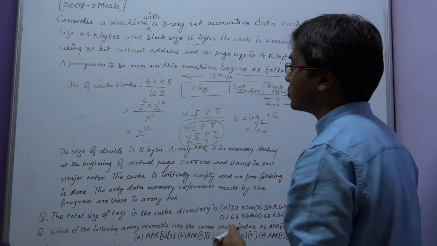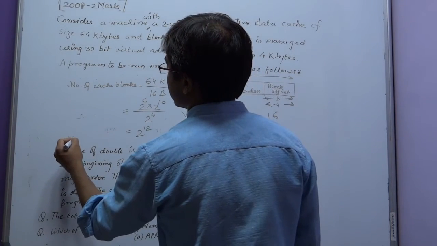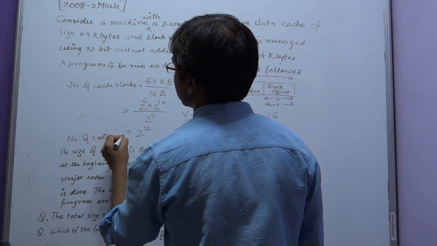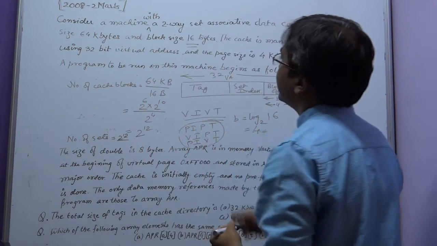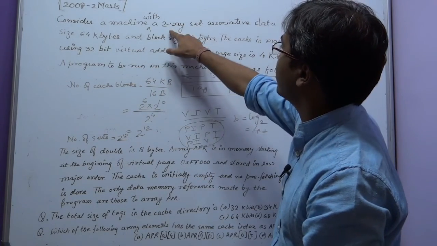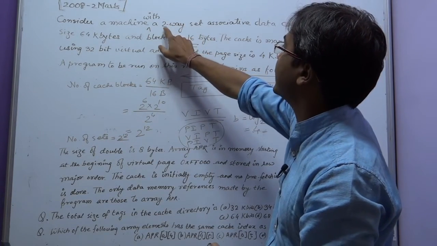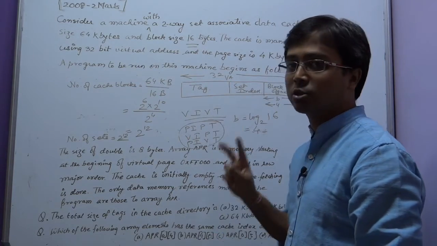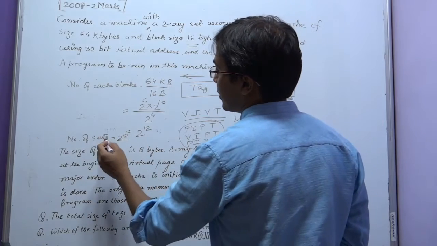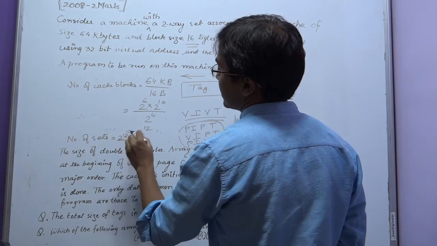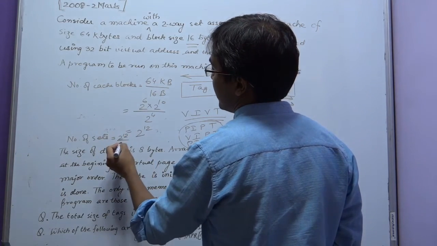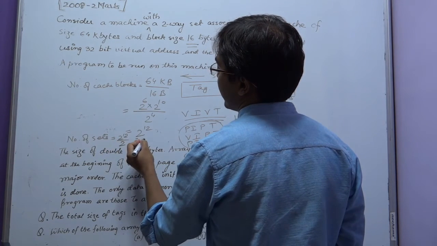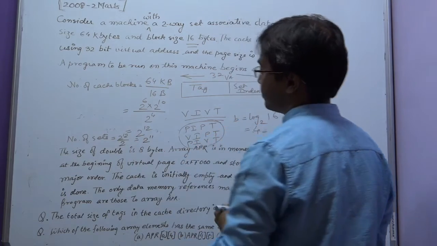And what about number of sets? Number of sets would be equal to total number of cache blocks, that is 2 to the power 12, divided by n of n-way set associative. So here it is 2-way set associative, that means each set in the cache contains 2 blocks. So to find out number of sets, we need to divide the total number of cache blocks by 2. Right, so 2 to the power 12 divided by 2 is 2 to the power 11.